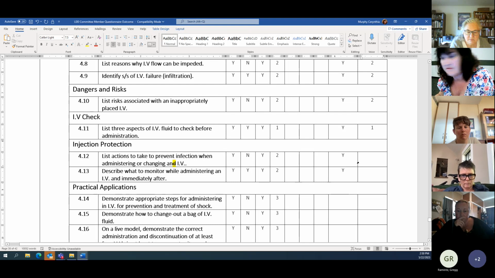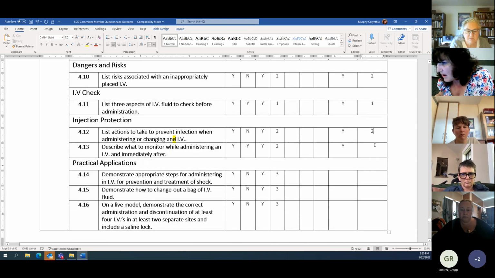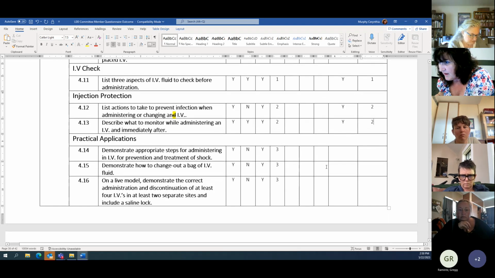Everybody, well, 50-50 and a 2. We good with a 2? Okay. Describe what to monitor while administering an IV and immediately after. 2. Everybody good with that still? Demonstrate appropriate steps for administering an IV for prevention and treatment.